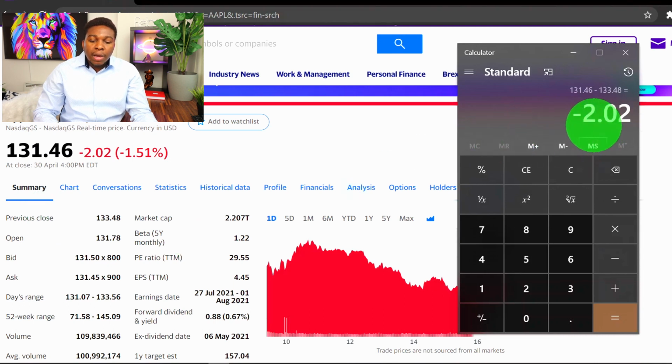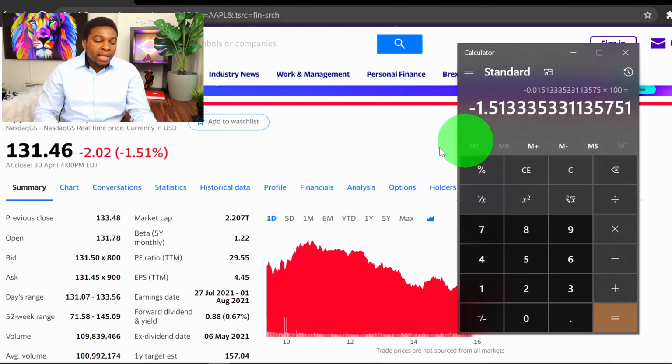So we just divide this minus 2.02 by the previous day's close. If we divide it by the previous day's close, it gives us minus 0.0151. So to get a percentage, we multiply by 100, which gives us minus 1.513335%, approximated to minus 1.51%, which is what you are seeing here. So you understand what this number means.